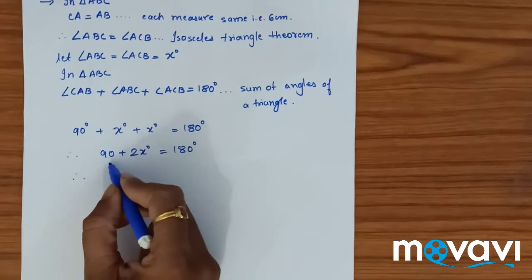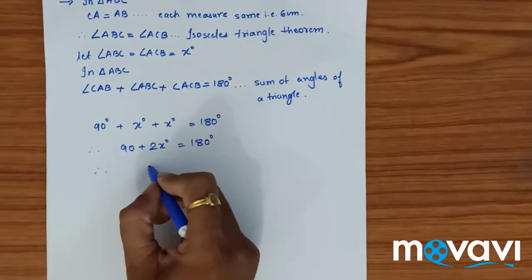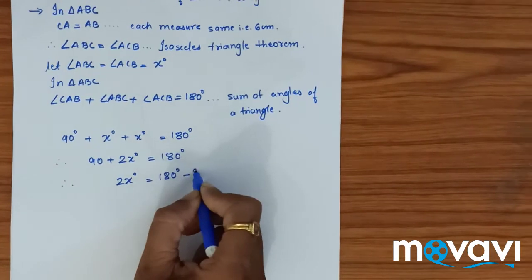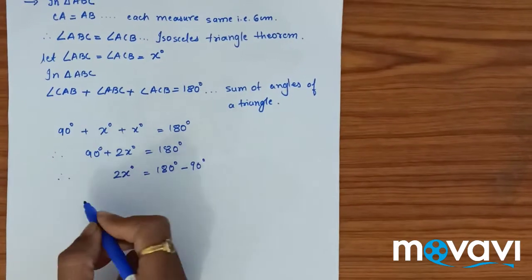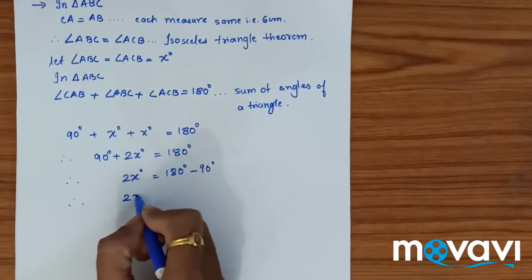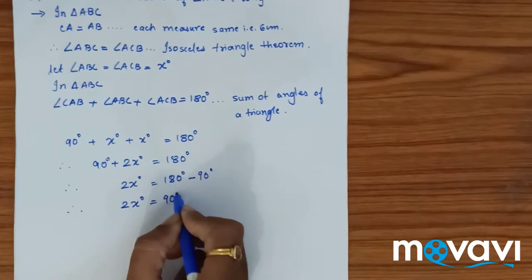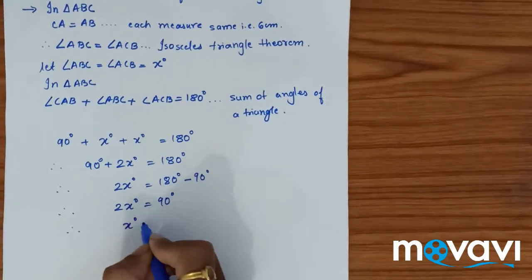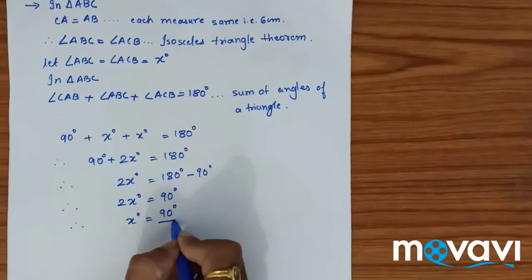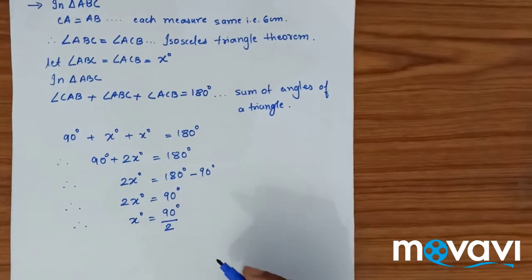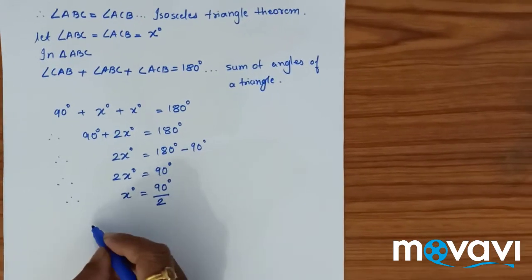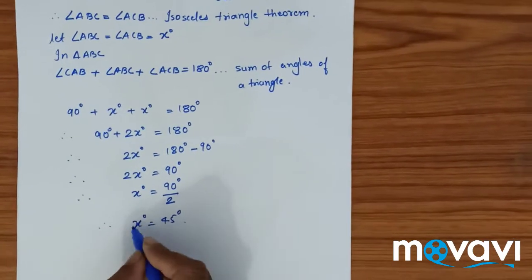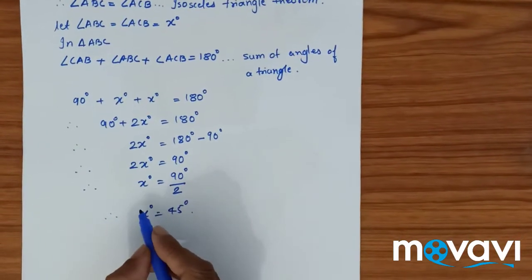Let us solve. I am taking 90 onto my right hand side. So this will become 2x degree is equal to 180 minus 90. So what is 180 minus 90? It is 90. Therefore now I am taking 2 onto the right hand side, it will be dividing 90 degree. So 90 by 2 gives you what? 45. So what is the measure of each angle? Each angle is 45 degree.